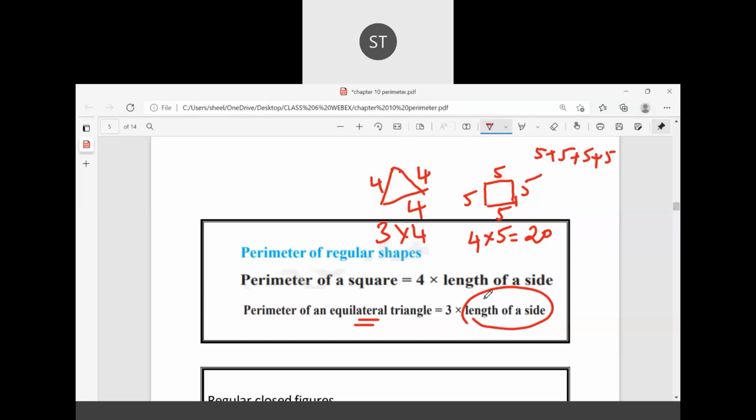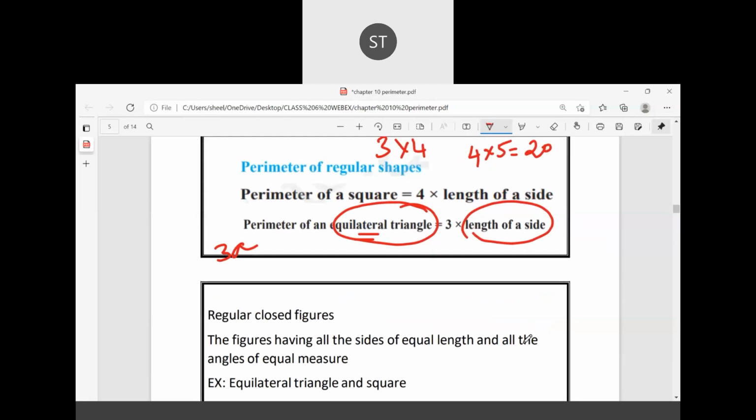So when you are having a square, we learned in the lower classes it is 4 times of the side, or we will use 4a, where a is the length of the side. When you are having the equilateral triangle, we will use 3a, where a is the one of the side, length of the side only. Now regular closed figure.